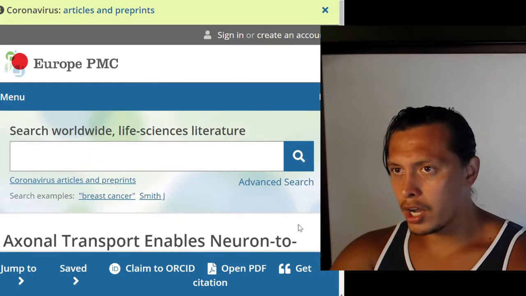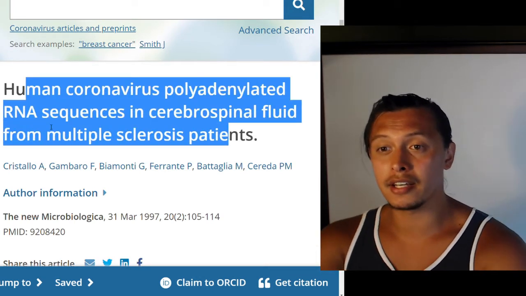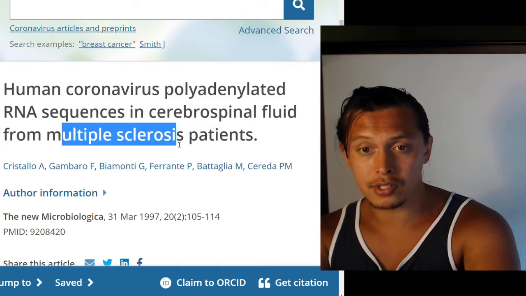So let me go on to the next paper called the Human Coronavirus Polyadenylated RNA Sequences in Cerebrospinal Fluid from Multiple Sclerosis Patients.